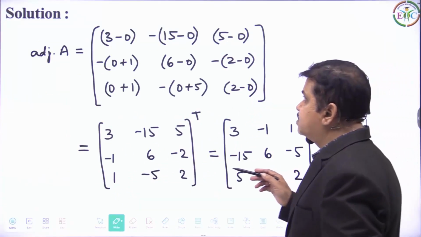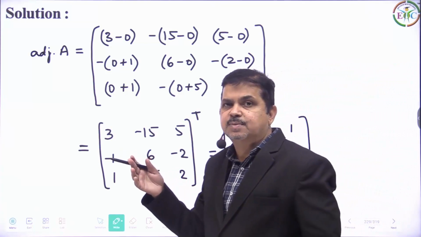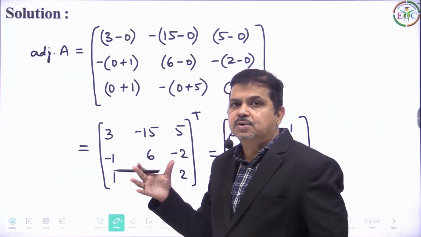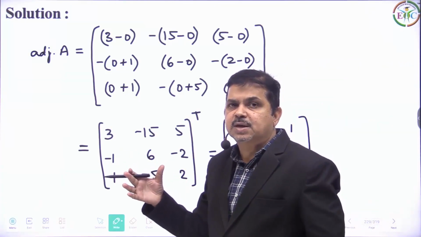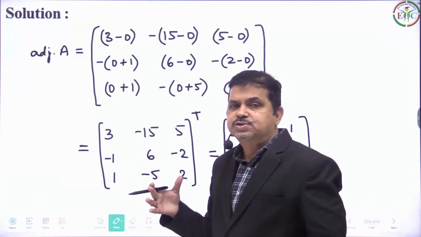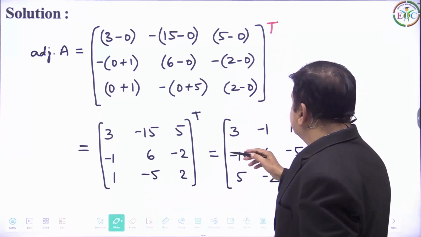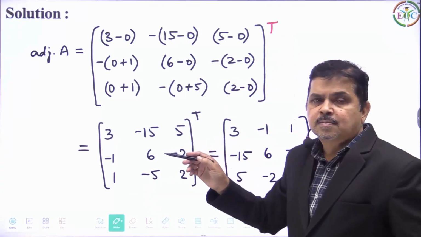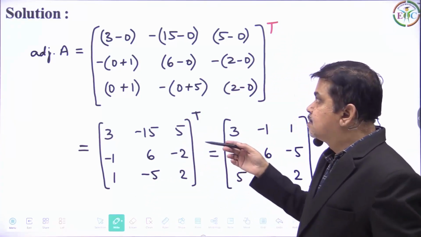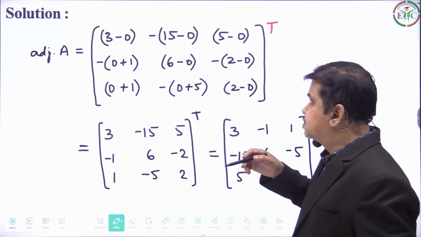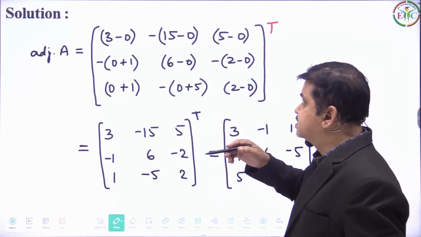So from this we can find the adjoint of A. As described earlier, first you write down the cofactors of each of the elements of the matrix A. Once you find the cofactors, then the transpose of that will be the adjoint of the matrix A. So, finding the cofactors.